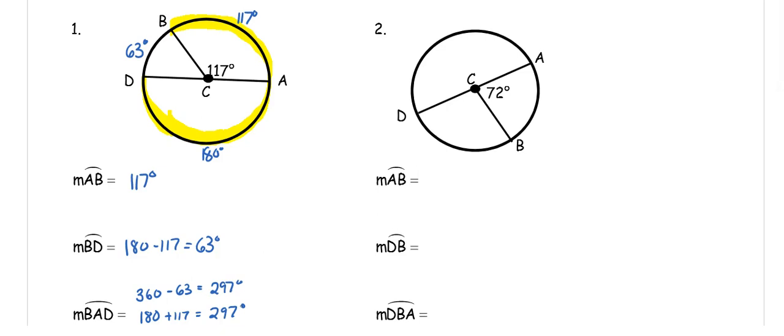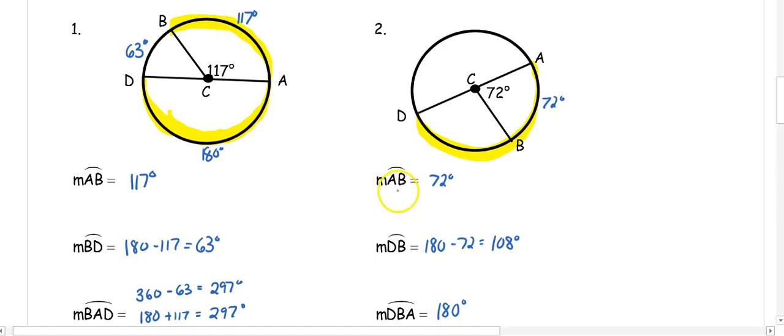Pause the video now and try number 2 on your own. So in number 2, you should have gotten that arc AB is 72 degrees because it's the same as the central angle. You should have gotten that the arc BD, if it's part of our semicircle, we can subtract the 72 that we already know from 180, and we get 108 degrees. And then the last arc, DBA, D and A are points on the diameter, so they create a semicircle.